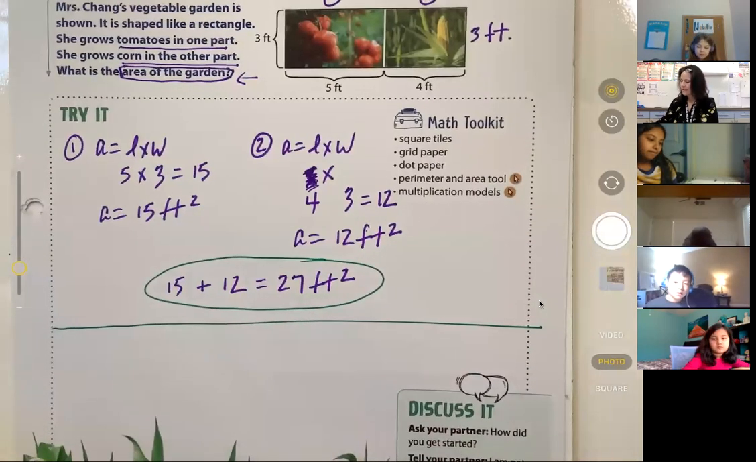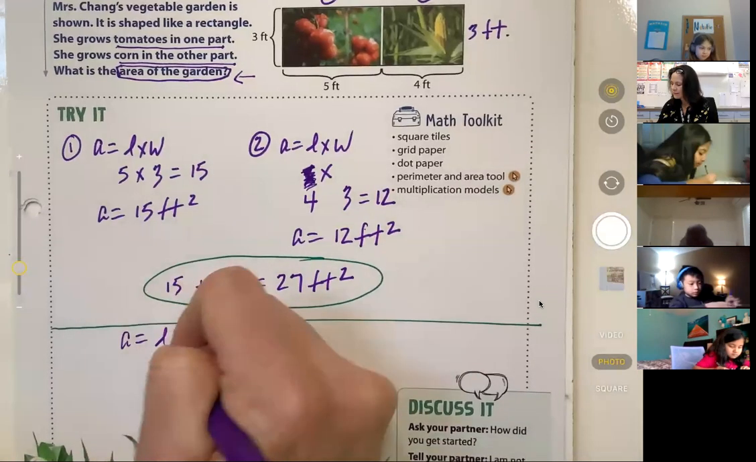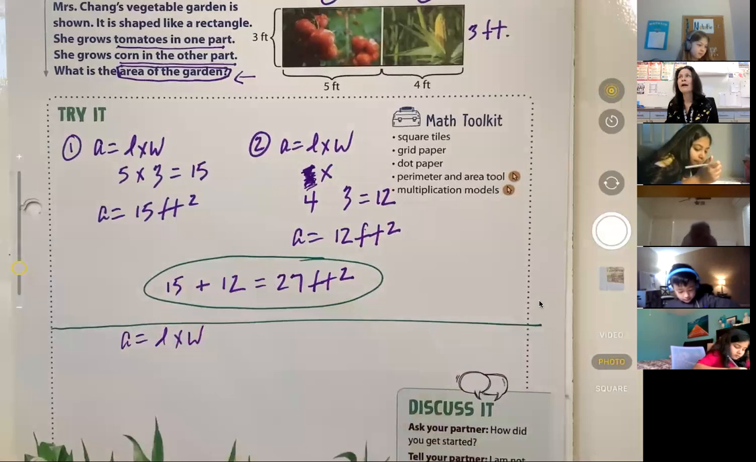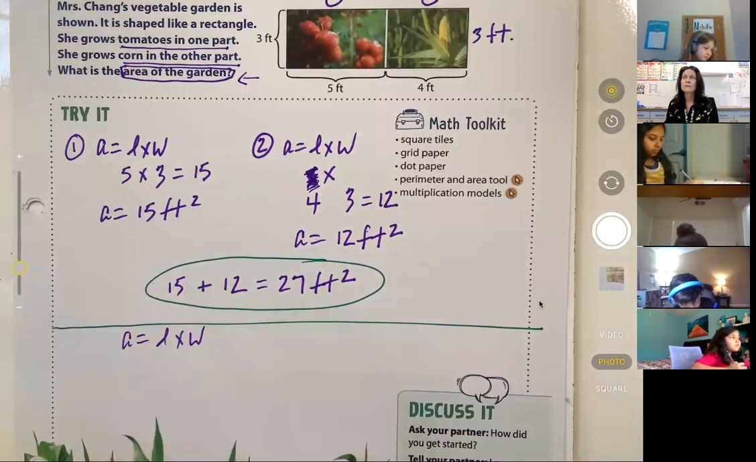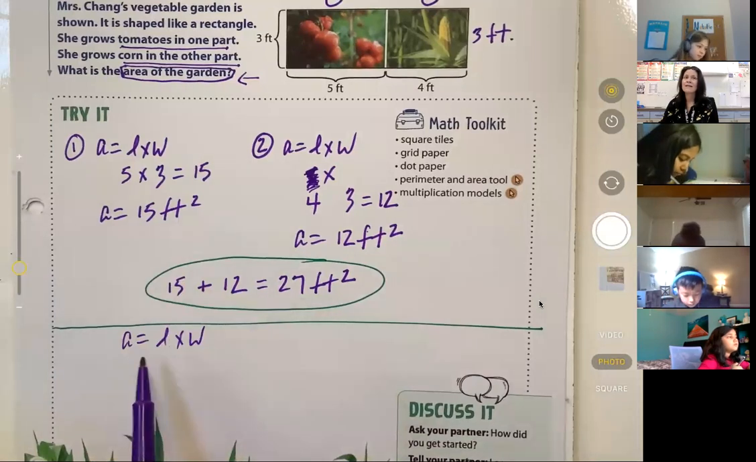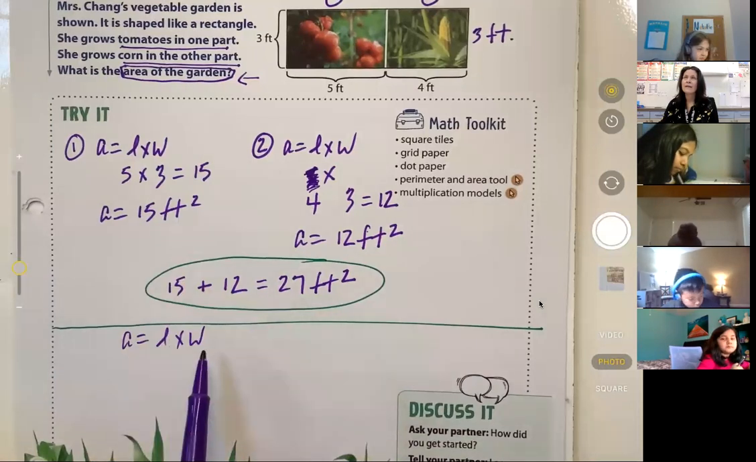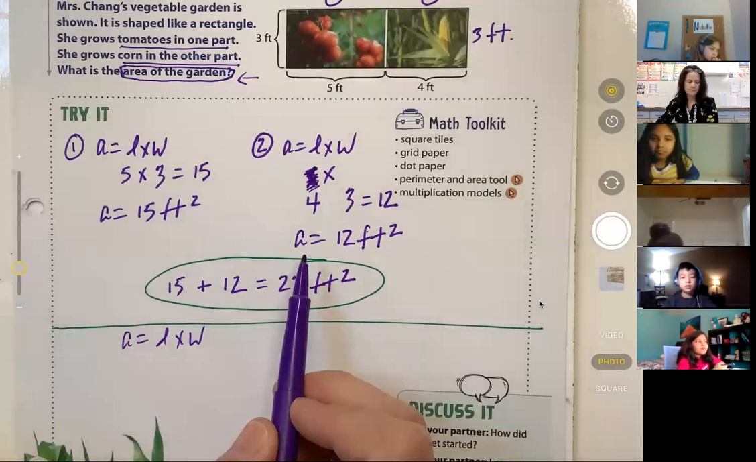I could take area equals length times the width. And notice how I'm always writing down the formula in my brain. Why am I doing that? I'm doing that to remind myself what it is that I'm looking for and what I need to fill in. I'm looking for the area. In order for me to do that, I need the length times the width.